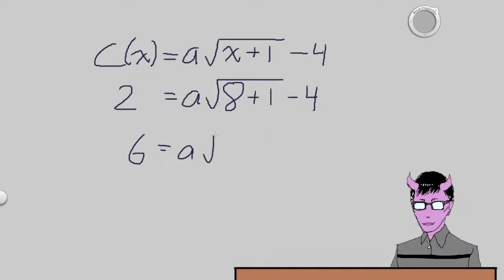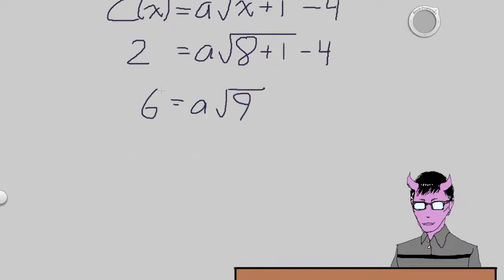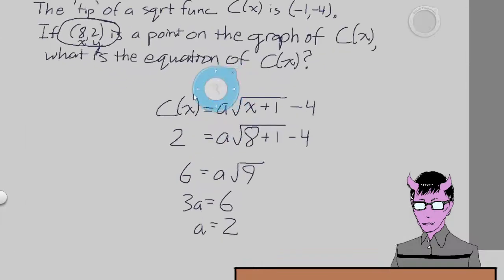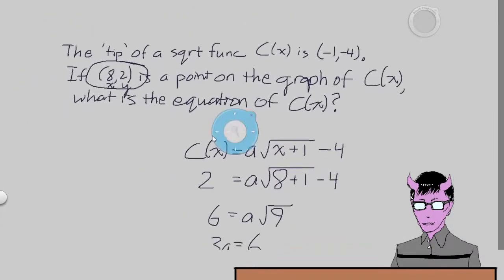8 plus 1 is 9. And thus we can solve for a. So we get 3a is equal to 6. So a is therefore equal to amplitude 2. Alright, and I think that finishes the problem. That was so much faster than the previous.